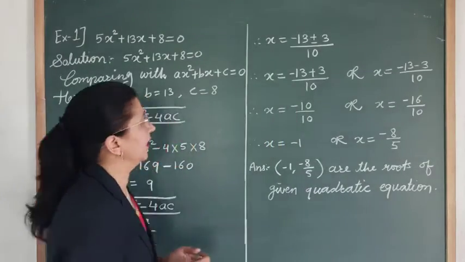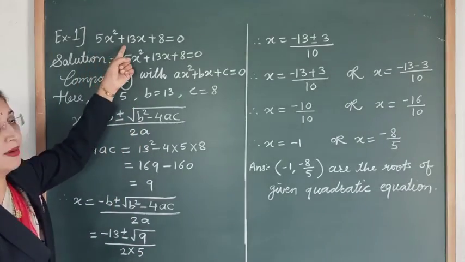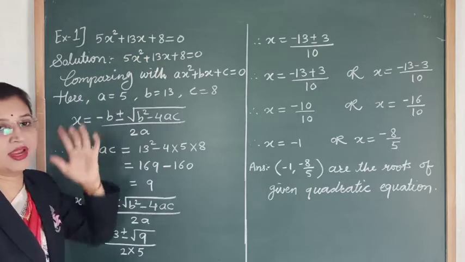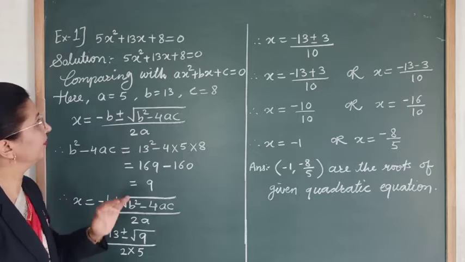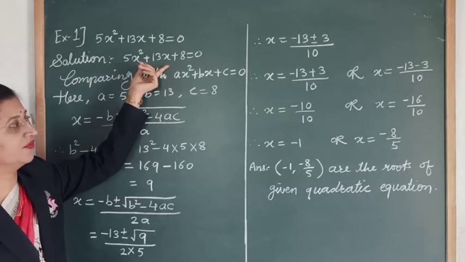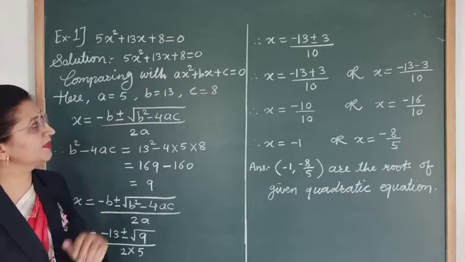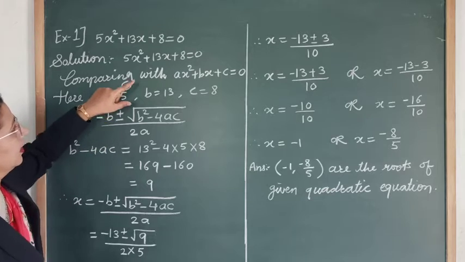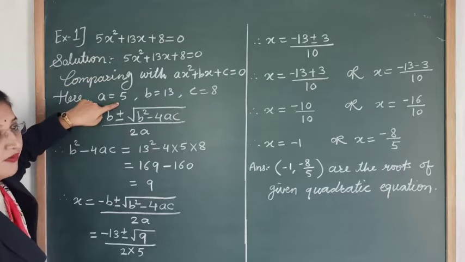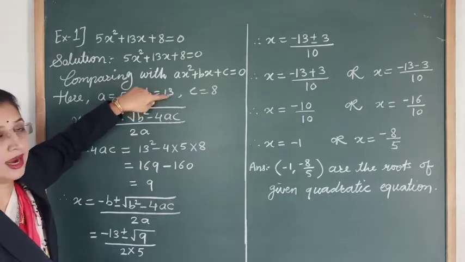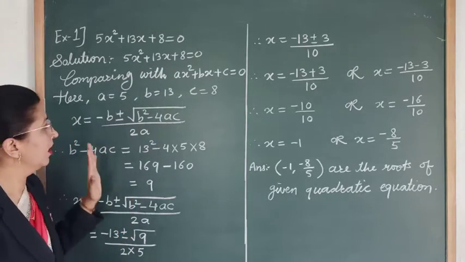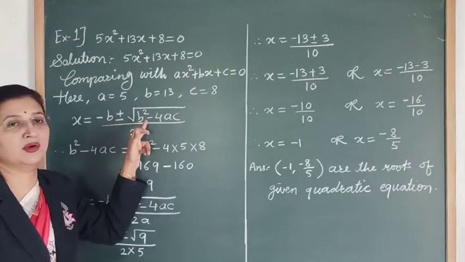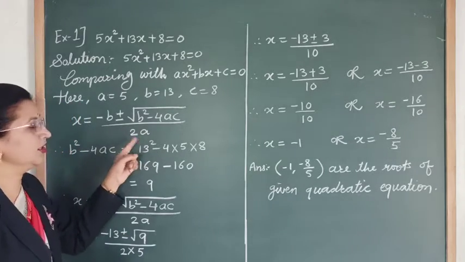So dear students, here we have the first equation, 5x square plus 13x plus 8 is equal to 0. This equation we now have to solve by the formula method. Let's compare this equation with the standard form, that is ax square plus bx plus c is equal to 0, to write the values of a, b, c. So comparing, a is equal to 5, b is equal to 13 and c is equal to 8. Now we know the formula, x is equal to negative b plus minus under root b square minus 4ac upon 2a.